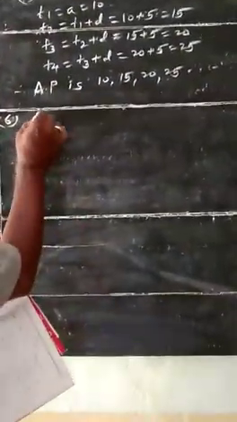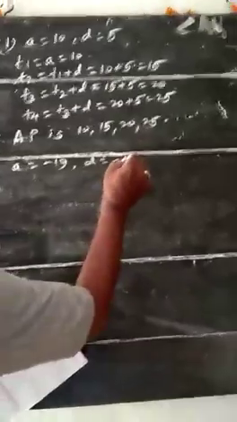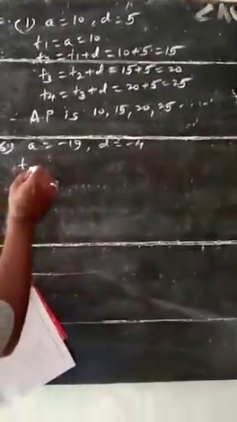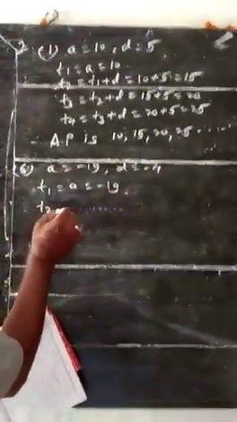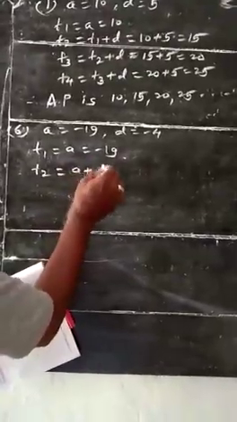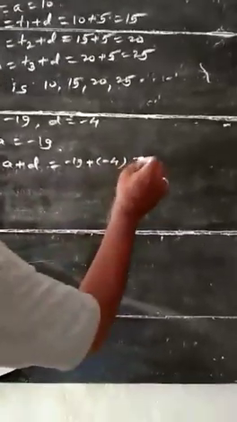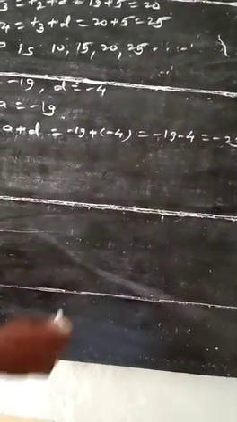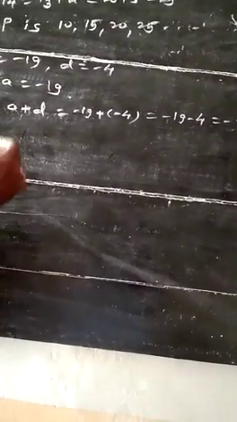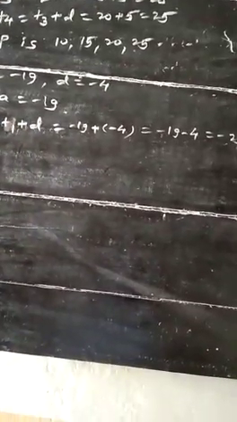See your question number 6. a is equal to minus 19, d is equal to minus 4. T1 is equal to a is equal to minus 19. T2 is equal to a plus d, minus 19 plus of minus 4. Minus 19 minus 4 is equal to minus 23. T1 plus d, our T1 is minus 19.